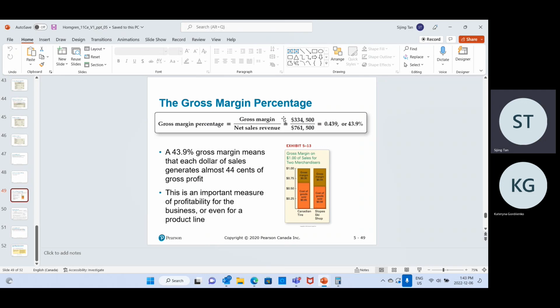The calculation is gross margin divided by net sales revenue. So this is the number for Slope Ski Shop. The 43.9% gross margin means each dollar of sales generates almost 44 cents of gross profit. It's pretty high. When you compare Canadian Tire, $1 of sales generates 35 cents of gross profit. So that is very different. This is very useful to measure the profitability of a business, or even just a product line. If you get a chance to learn management accounting, you will find there are a lot of management decisions you need to make regarding the cost of a business or a product line. We just keep one line, or we deduct another one. So those are the different things.